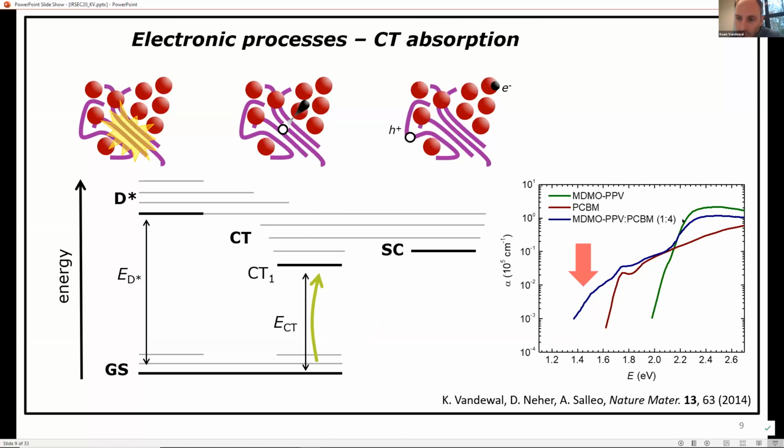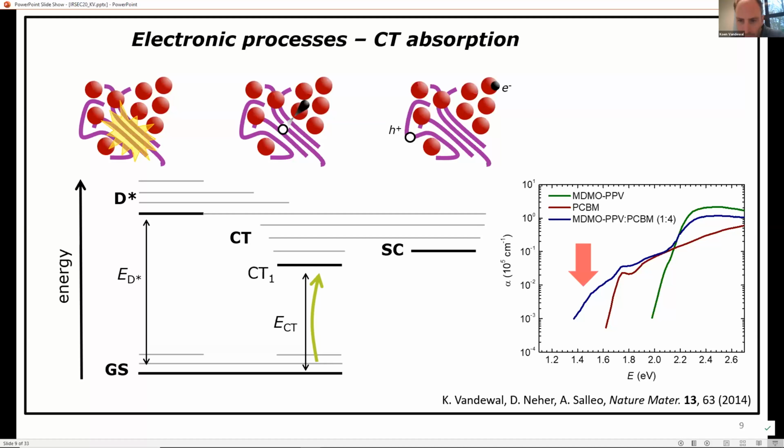This is the absorption coefficient of the donor. The red curve is the absorption coefficient of the acceptor. And if you blend the two, you will see that there is a bit of extra absorption at very low energies. And this absorption is basically a direct transition, so absorption from the interface. So you immediately, upon absorption, create such a charge transfer state without going through all the electron transfer processes. So that's where this absorption comes from.